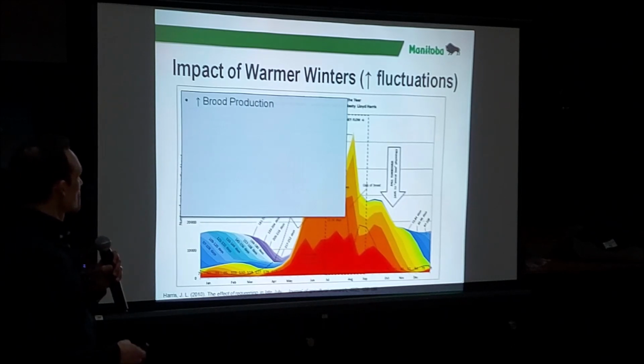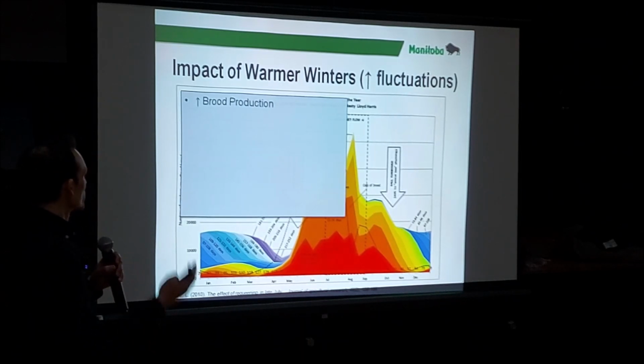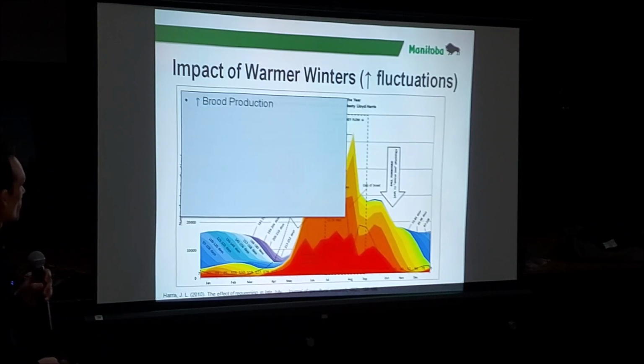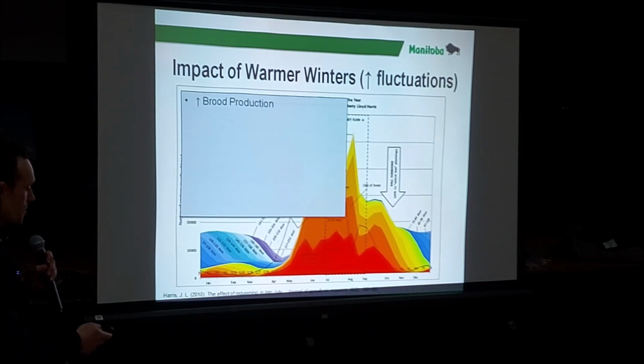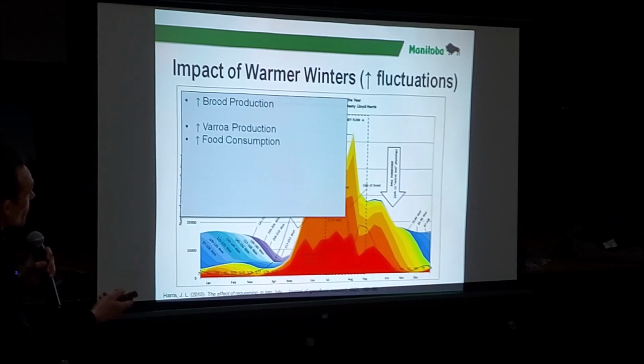Over the winter, as things change and we see these increases in temperature fluctuations, this winter was extremely mild. You can end up with increased brood production if it actually does stimulate the colonies to start laying eggs over the winter. Again, maybe not the worst thing, but you'll open the door to increased varroa production as well. Increased food consumption, and things like starvation start to become much more of a concern in the springtime.